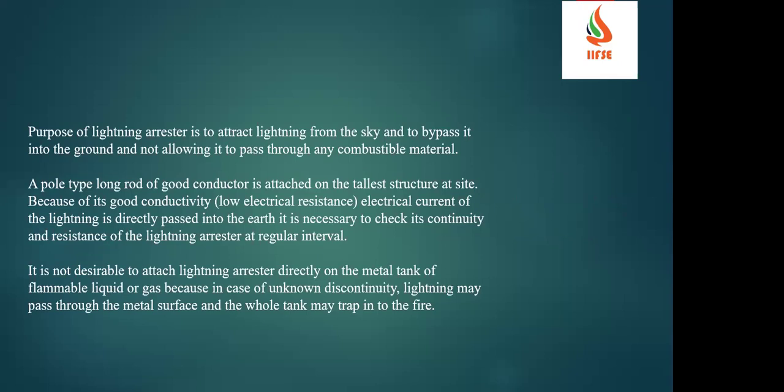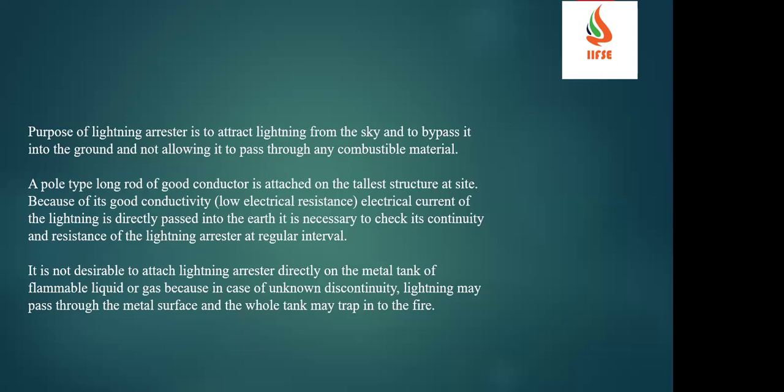A pole-type long rod of a good conductor is attached on the tallest structure at the site. Because of its good conductivity and low electrical resistance, the electrical current of the lightning is directly passed into the earth, and it is necessary to check the continuity and resistance of the lightning arrestor at regular intervals.